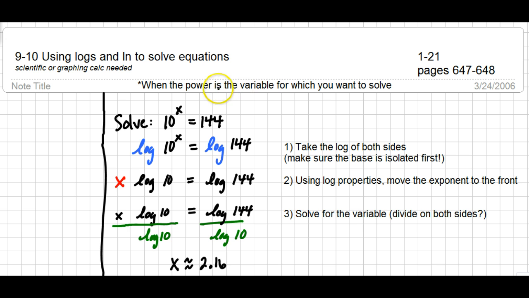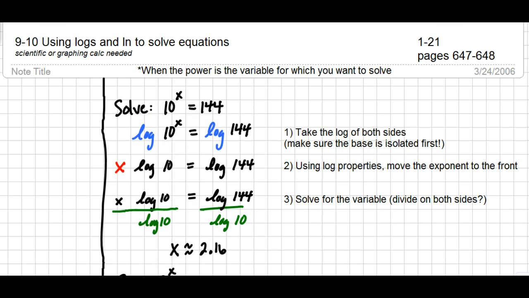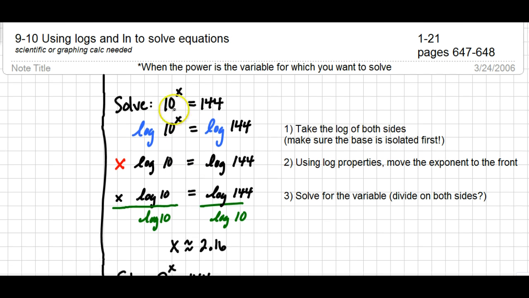When the power is your variable, so if the exponent is a letter and you are trying to solve for that, you'll need to use logs in order to solve. So I've got our first example listed here. Have your calculator ready because we're going to try typing it in. I've also got the steps listed for you off to the side, so you might want to pause the video and get all this copied down so that as we go through the example you can take further notes.